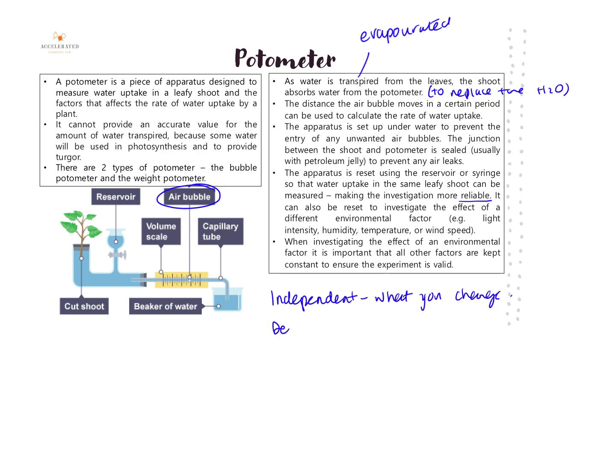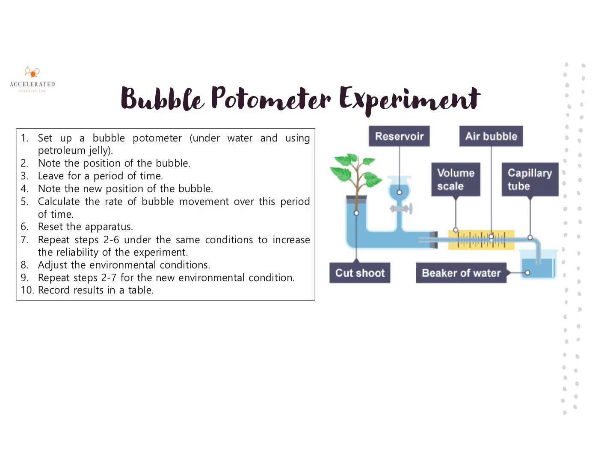You will have your dependent, and your dependent is what you measure. So in this example, you're measuring the distance that the air bubble went. And then you have your control. Your control factors are all the others, and they have to be kept the same. If you change one of them, you've invalidated your experiment. It's not fair anymore, okay?